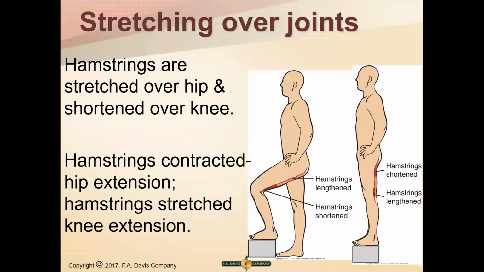So here we have the hamstring stretch over the hip and the knee joint. The hamstrings are contracted in hip extension. The hamstrings are stretched in knee extension. So when you look at all of this, part of the hamstrings are being shortened, part of the hamstrings are being lengthened depending upon what you're doing. If we wanted to fully lengthen the hamstrings, we'd want to do hip flexion along with knee extension to fully lengthen them.